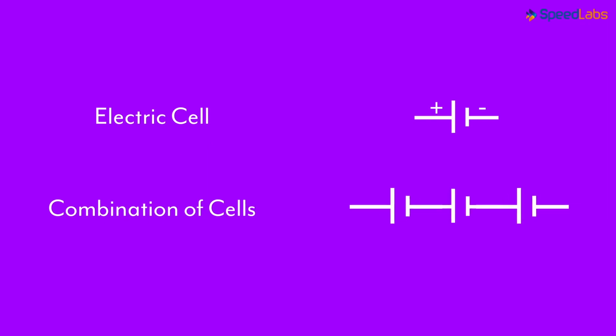The most important part of a circuit is the electric cell, which is represented like this. It has a positive terminal and a negative one. What if we have more than one cell in the circuit? Yes, a combination of cells is represented like this. We don't need to put the positive and negative sign for each cell. Doing it just once at the start and the end is enough.